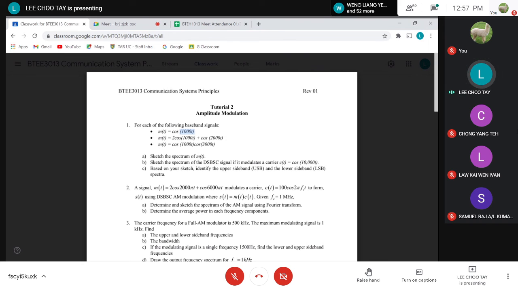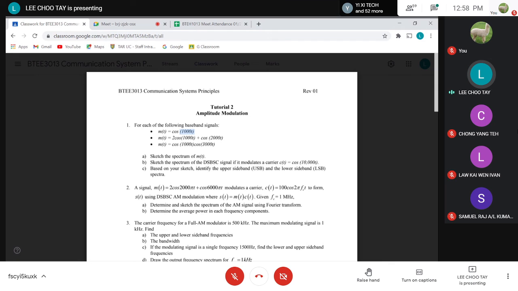Omega is equal to 2 pi F. So cos of omega T. Here T is given, and this 1000 is in omega. When you have an expression in omega, you have a choice of whether you want to plot the frequency spectrum in omega, or you can plot it in F.